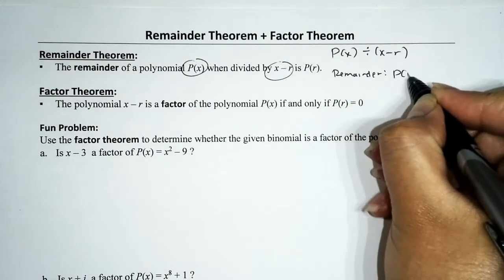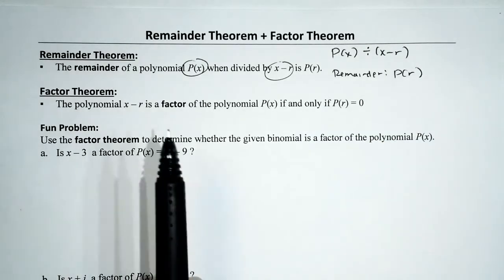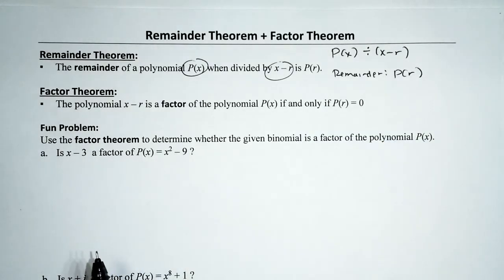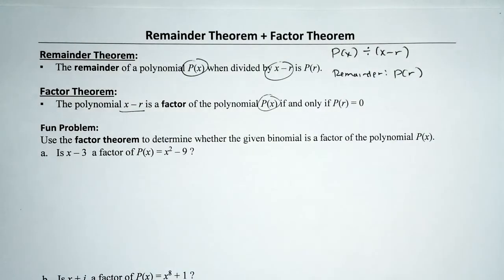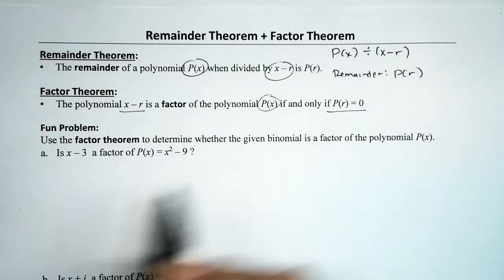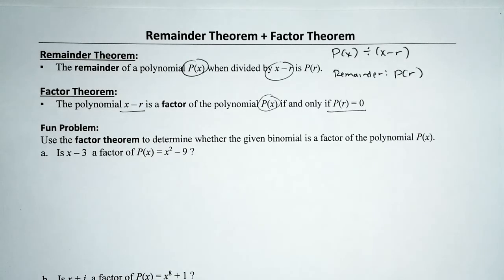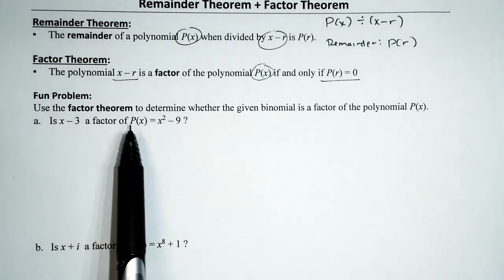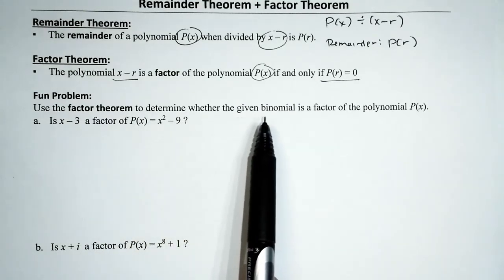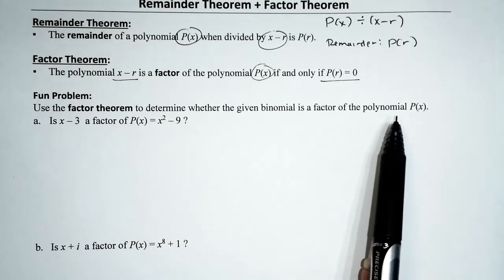Okay. So again, I'm just going to read to you and then I'll try to break it down with our fun problems. Okay, factor theorem. So the factor theorem says this: if I have a polynomial, x minus r is a factor if and only if p of r equals 0, whatever that means. Okay, cool. So again, let me try to break down these to you across our fun problems. So first fun problem reads: use the factor theorem to determine whether the given binomial is a factor of the polynomial p of x.